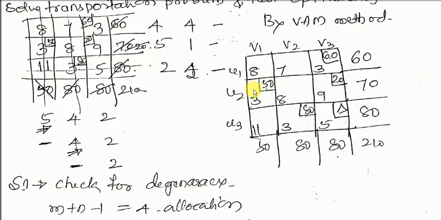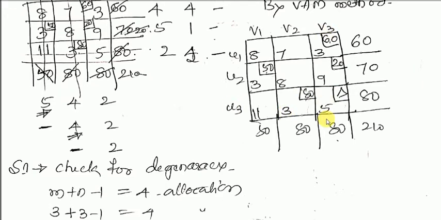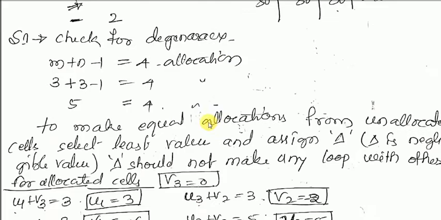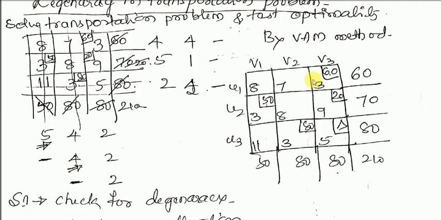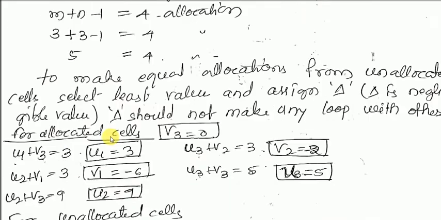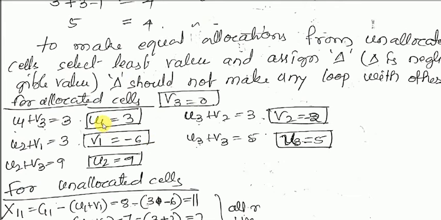u2 plus v1 equal to 3, u2 plus v3 equal to 9, u3 plus v2 equal to 3, u3 plus v3 equal to 5. And you can take v3 equal to 0 or directly u1 equal to 0, no problem. Some books have taken it without any maximum allocation, directly u1 equal to 0. Now I have taken v3 equal to 0 here because maximum allocations are there. Because of that I have taken v3 equal to 0 to calculate u1, v1, u2, v2 and u3.